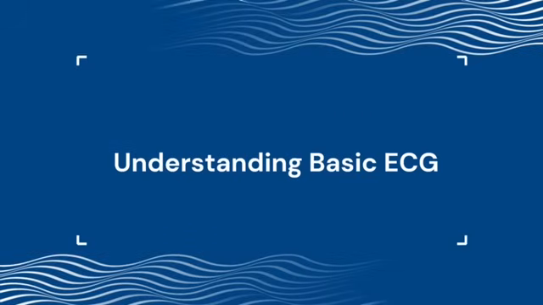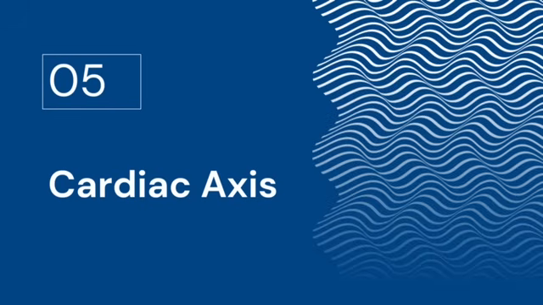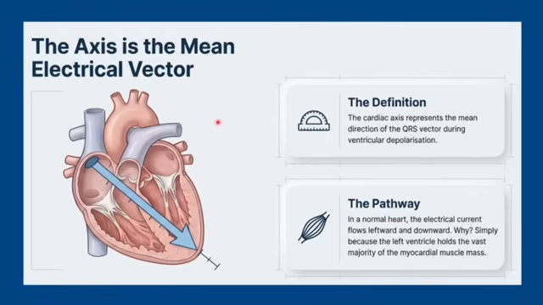Welcome to the video on understanding basic ECG. Today, we will explain the cardiac axis. ECG is a recording of the electrical activity of the heart.